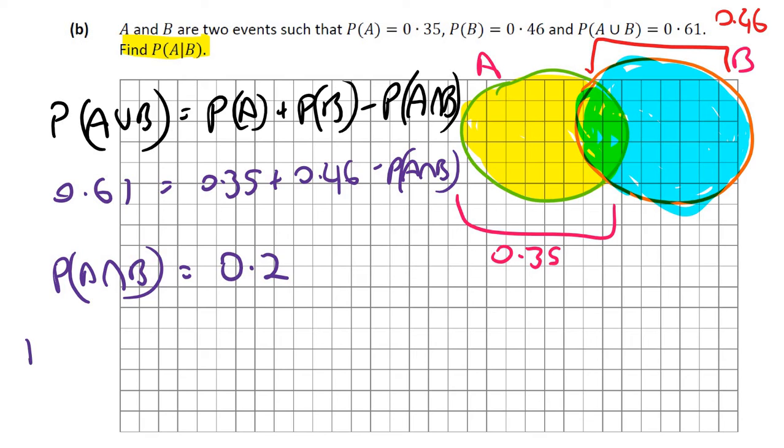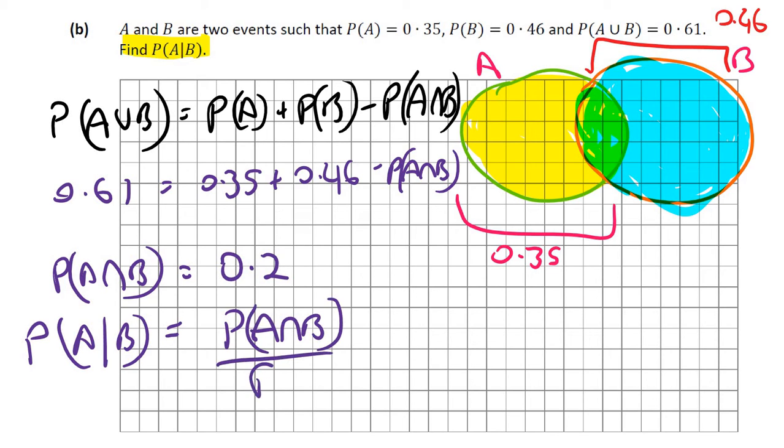Now, we're asked to find probability of A given B has already occurred. Well, that's the probability of A and B divided by the probability of B, because that is the subset there. So that's going to be equal to 0.2 divided by 0.46, and that is 10/23. That's our probability of A occurring, provided that B has already happened.